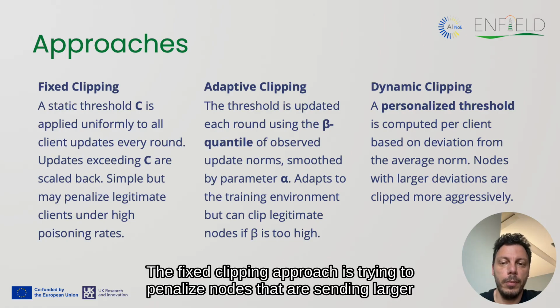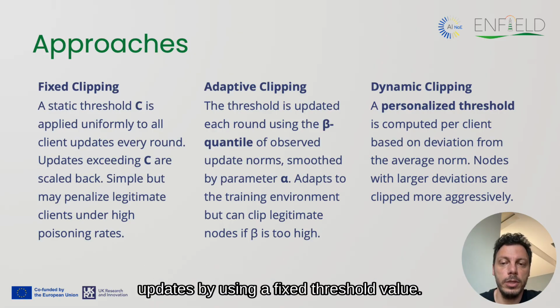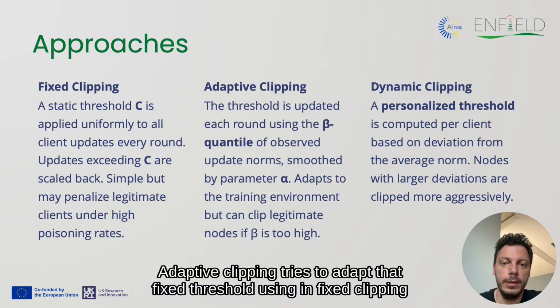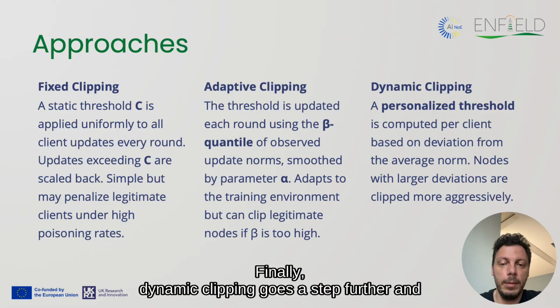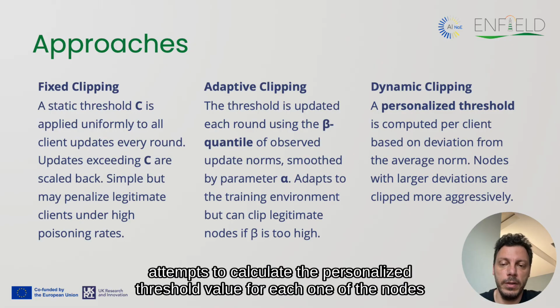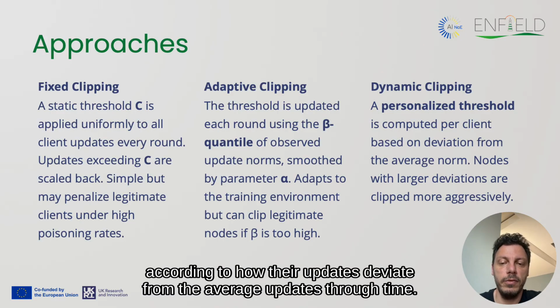The fixed clipping approach is trying to penalize nodes that are sending larger updates by using a fixed threshold value. Adaptive clipping tries to adapt that fixed threshold used in fixed clipping by taking into account the beta quantile of the observed updates. Finally, dynamic clipping goes a step further and attempts to calculate a personalized threshold value for each one of the nodes according to how their updates deviate from the average updates through time.